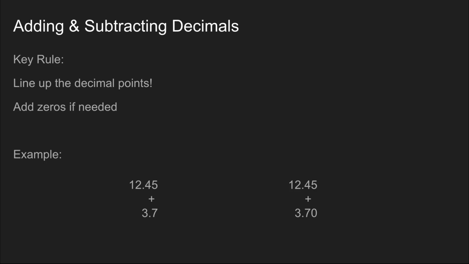Okay, so now all you would do is 5 plus 0 equals 5, 4 plus 7 equals 11, 6, 1, and so your answer should be 16.15.